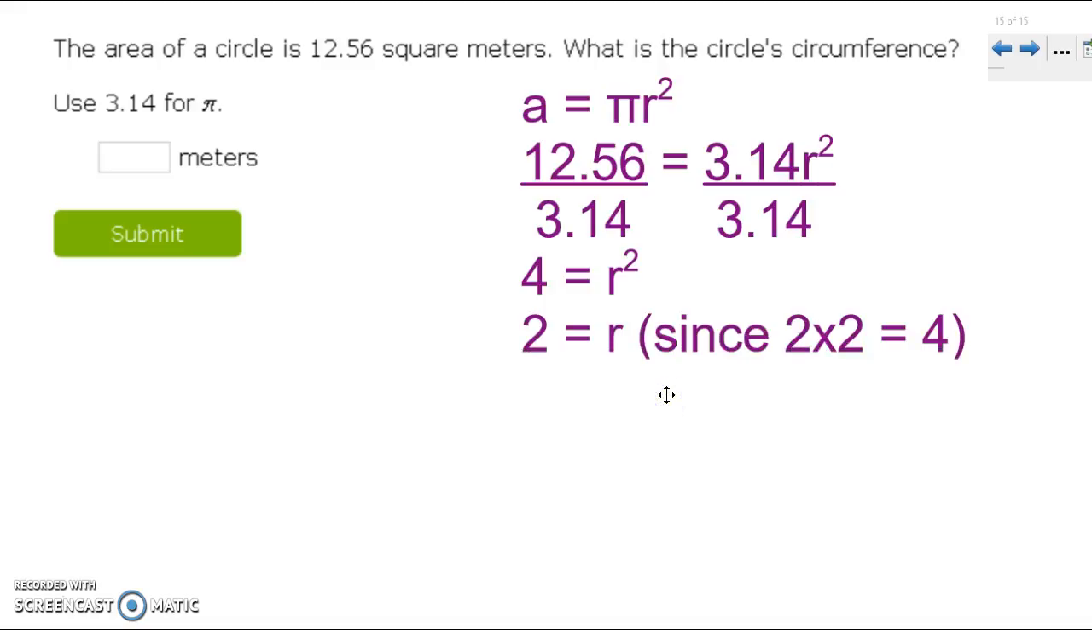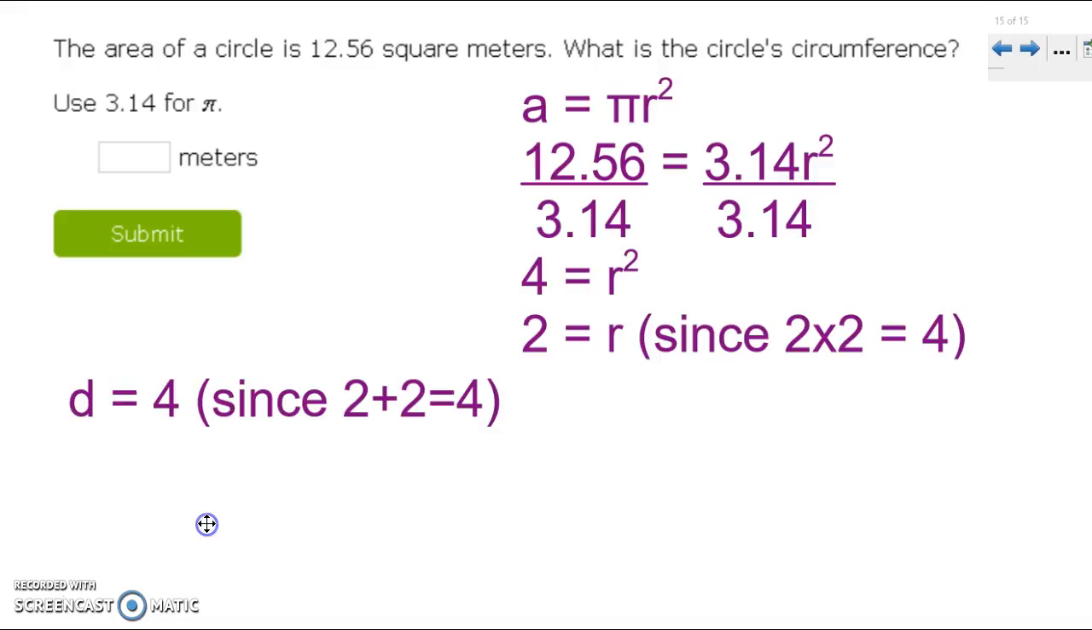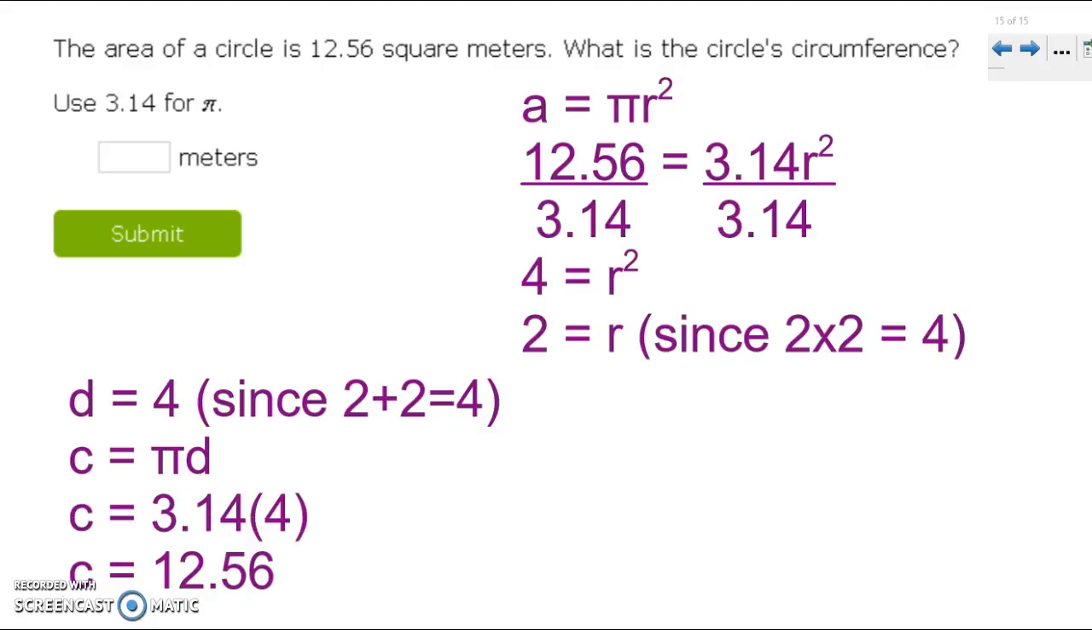Now I want to be done here, but they're asking me to find the circle's circumference. I found the radius is 2. In order to figure out what the circumference is, I need the diameter. The diameter happens to be 4, since 2 plus 2 is 4, or doubling the radius also gets me 4. The circumference formula is pi times diameter, and then I'll take my calculator and multiply 3.14 times 4 to finally get the circumference of 12.56.